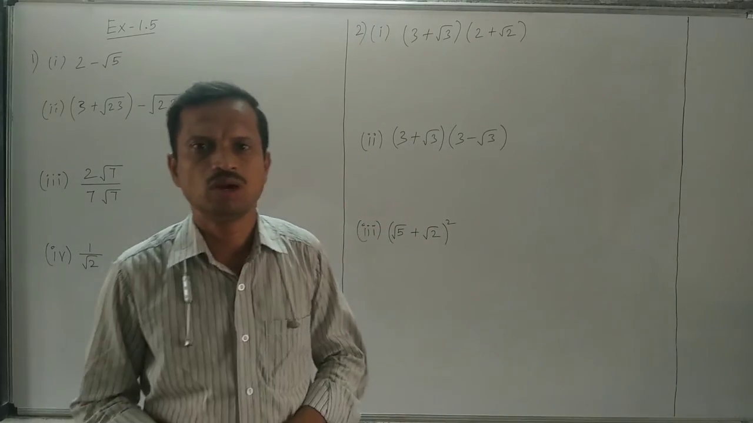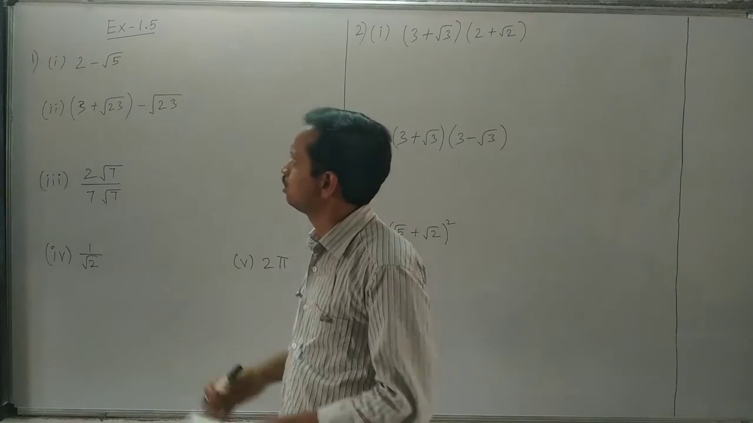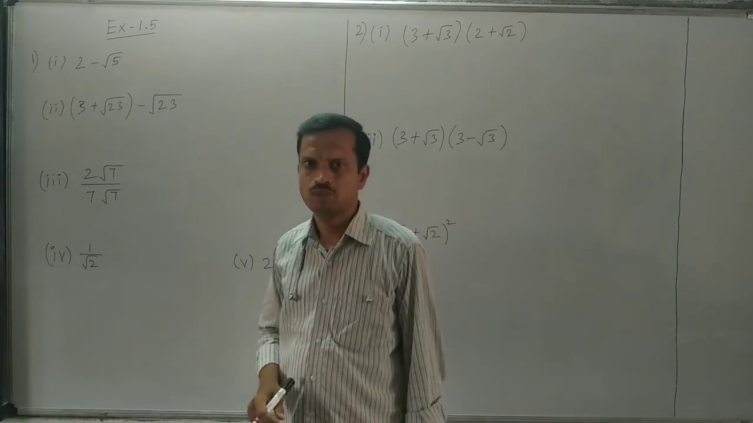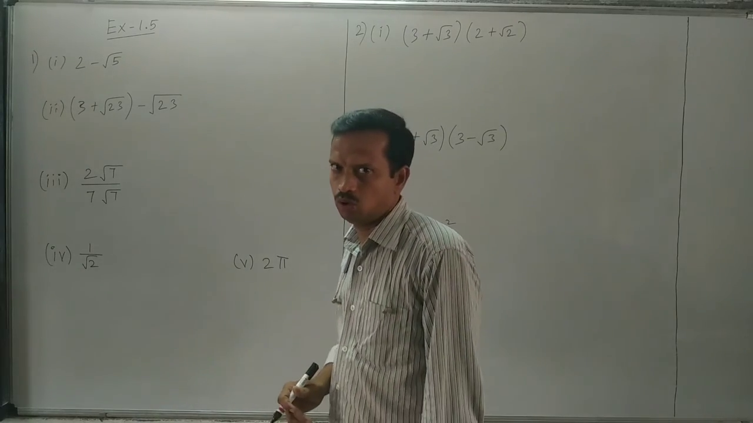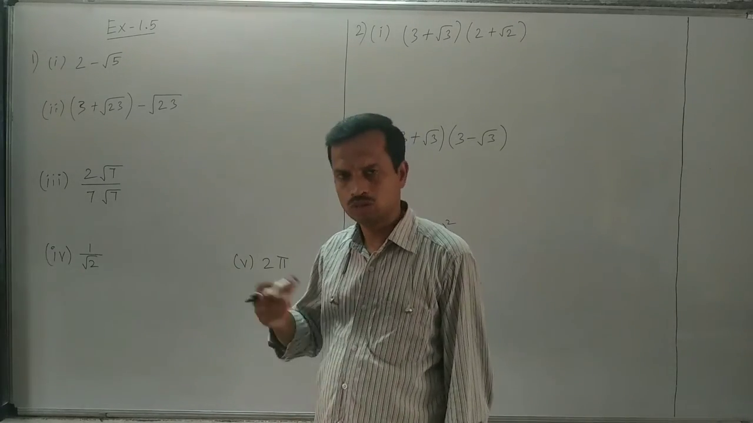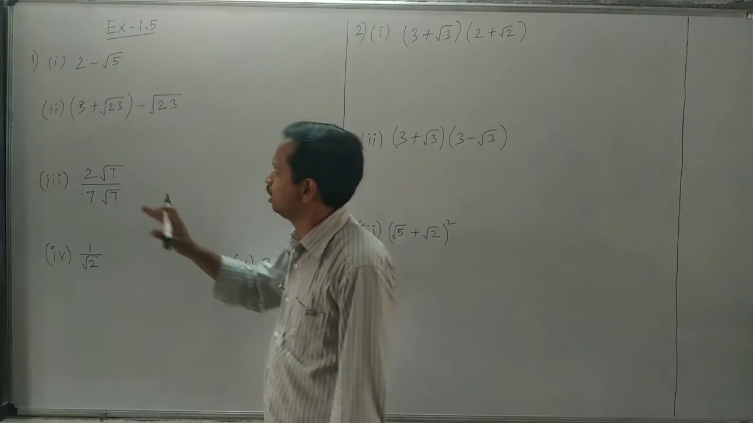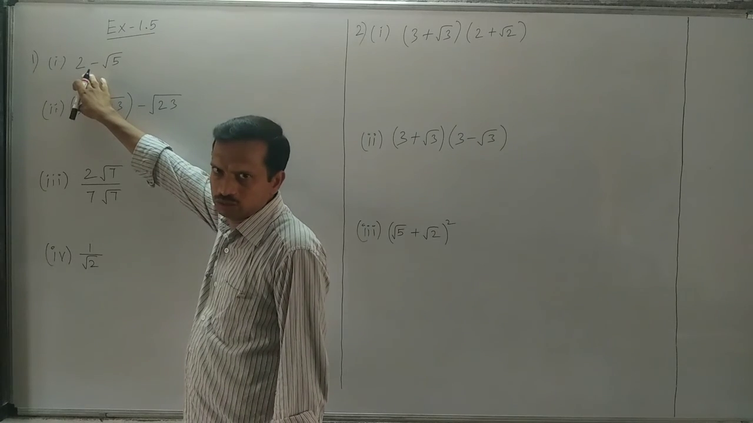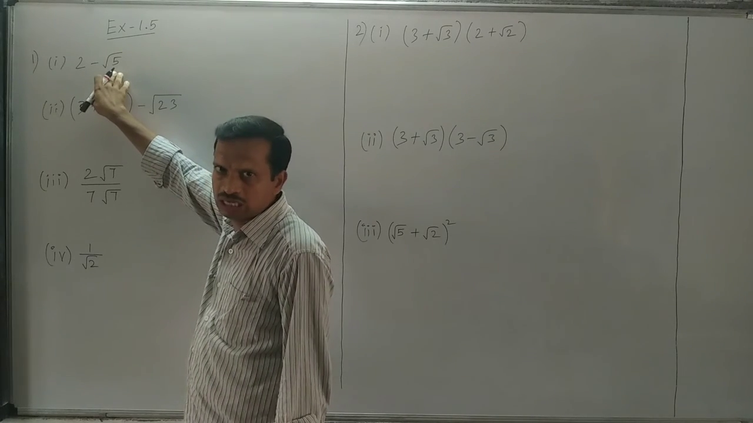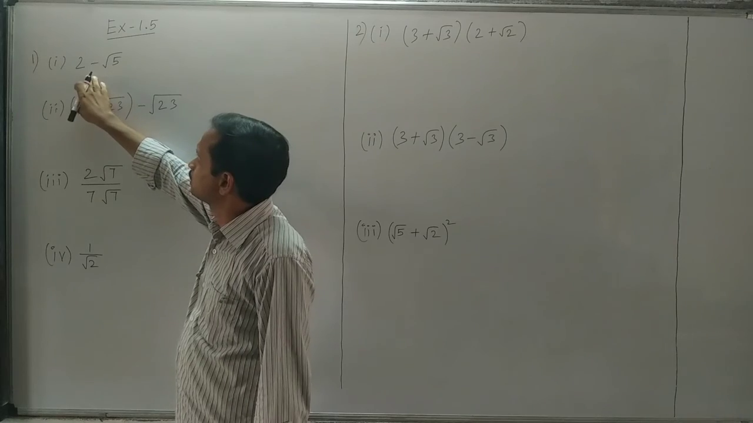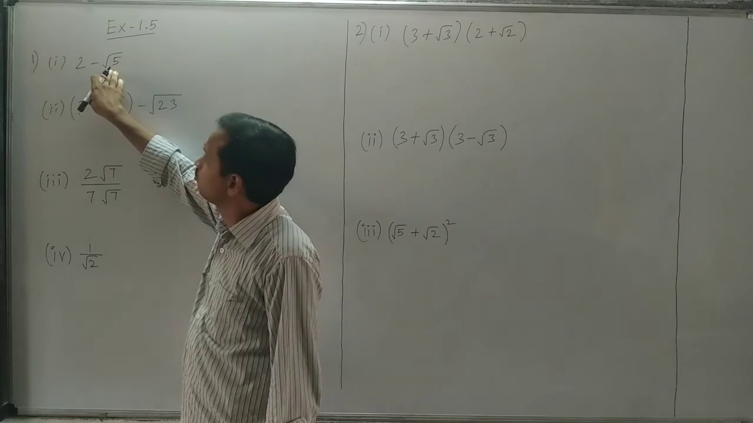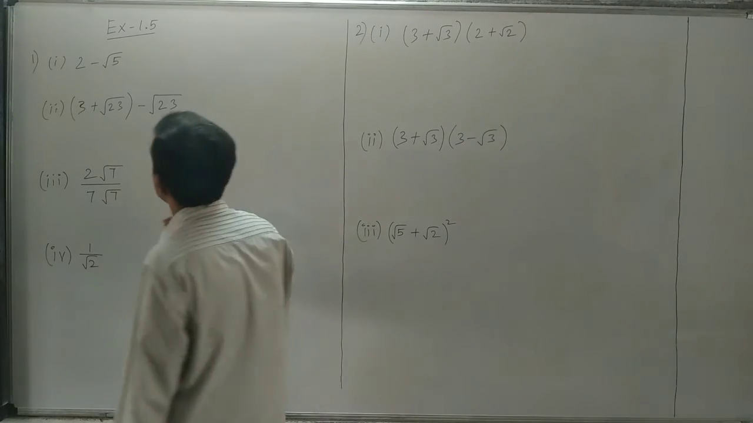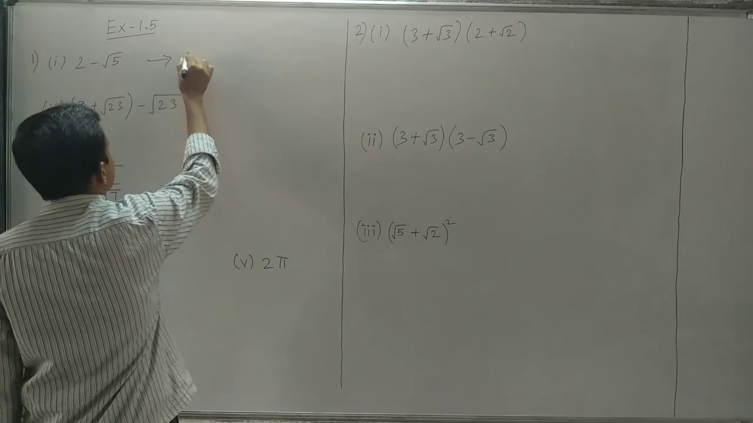And now coming to exercise 1.5, the first one is we have to classify all these 5 options as either rational or irrational. And you know what the rational and irrational forms are. Now you say 2 minus root 5. So 2 you know is rational, but what about root 5? It is irrational. So when we subtract an irrational number from a rational number, definitely you will get an irrational number. So this becomes irrational.